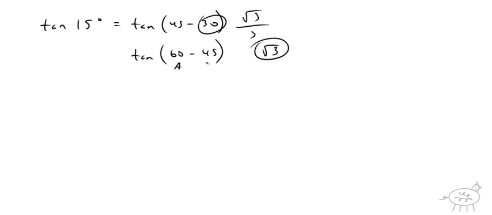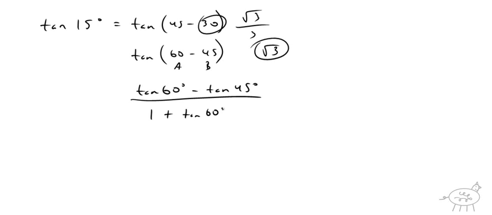So I'm going to go this route here, and of course this being my A and this being my B. We're going to get tangent of 60 minus, because same sign, tangent of 45 over 1 plus, opposite sign, tangent of 60, tangent of 45.